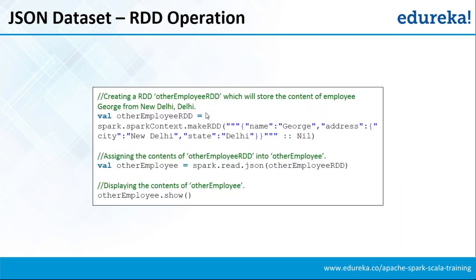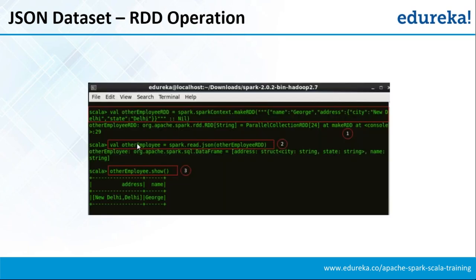Now let's see this RDD operation way. We are going to create this other employee RDD, which is going to store the content of employee George and New Delhi, Delhi. Here we are creating this by using makeRDD, and this is going to store the content containing George from New Delhi. New Delhi is my city name, state is Delhi. That is what we are passing inside it. Now we are assigning the content of this other employee RDD into other employee. We are using spark.read.json and reading the value. And in the end, we are using the show API. You can notice this output coming up.